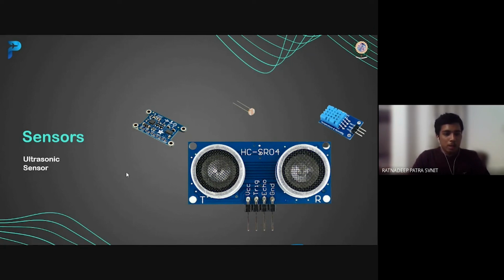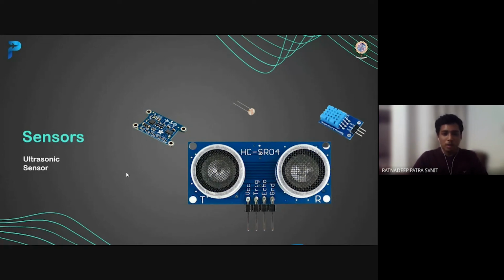How exactly it works is that there are two blocks, the transmitter and the receiver, denoted as T and R in this diagram. The transmitter sends ultrasonic sound, and when this ultrasonic sound reaches the object, or collides with the object, it is reflected back, and this reflected signal is then received by the receiver end. The ultrasonic sensor then detects the time delay between the transmission of the signal and the receiving of the signal. And using this time delay, we can easily detect how far an object is. So this is the basic concept of an ultrasonic sensor.